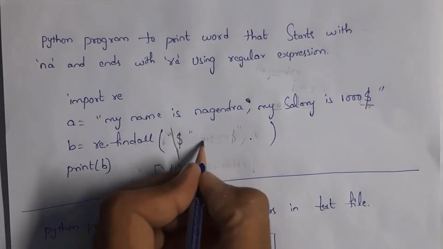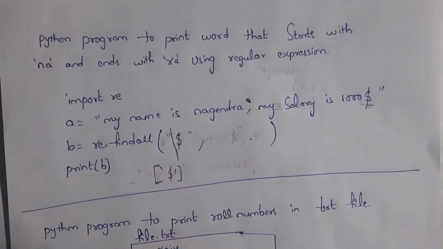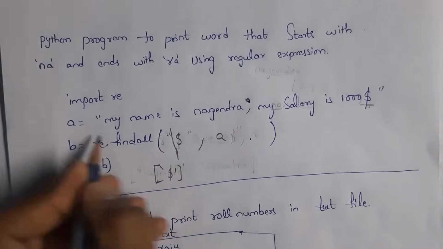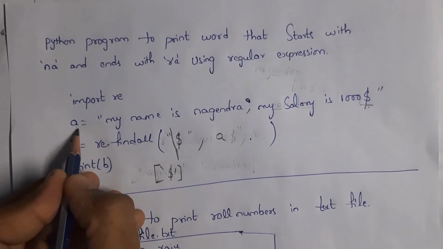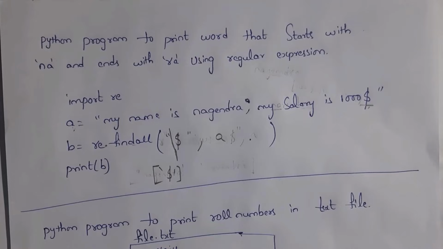And this string is present in variable A. So definitely for each and every example, you need to write here A, because my string is present in variable A. This is how we find special symbols in given text.